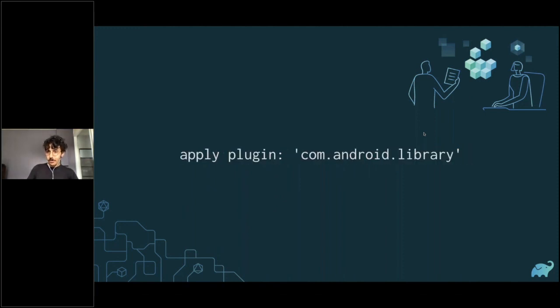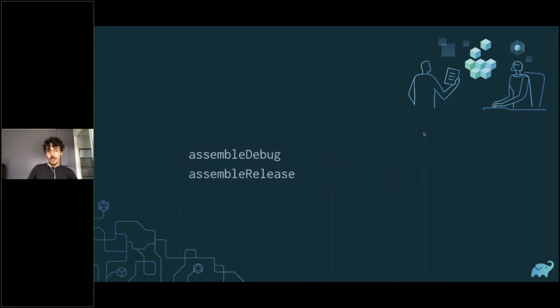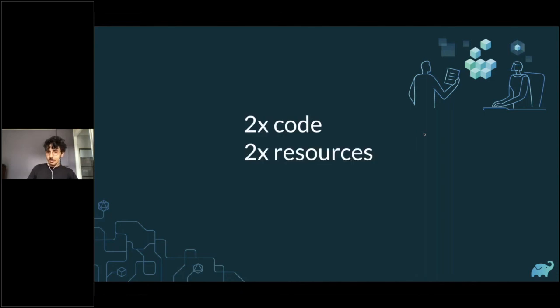So for all your library projects, you have the debug and the release variant. Assemble debug, assemble release. That means 2 times the code, just like I said before, 2 times the resources, 2 times the tasks, 2 times the tests. That's also another thing to note.